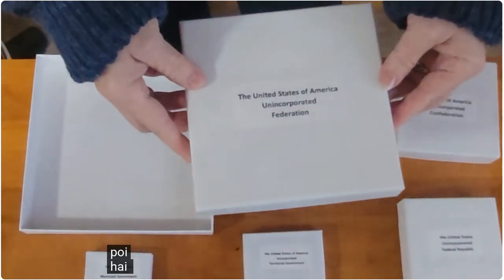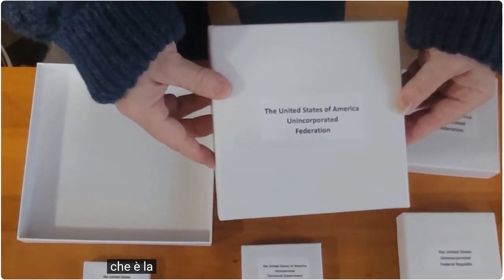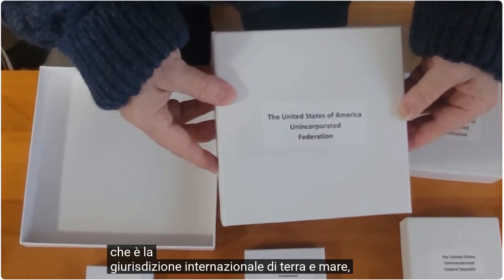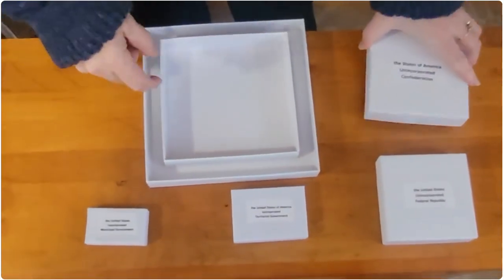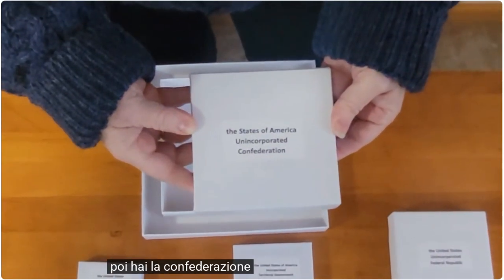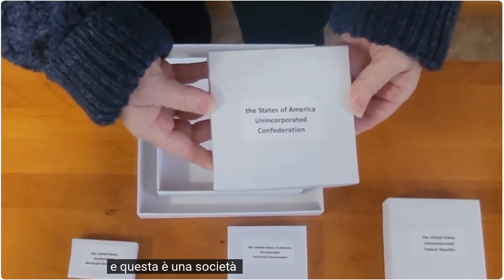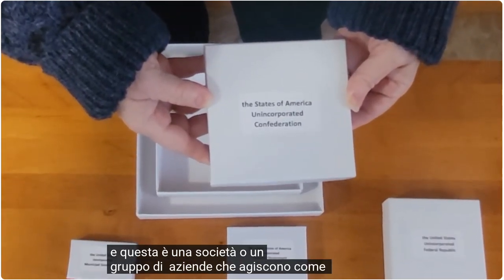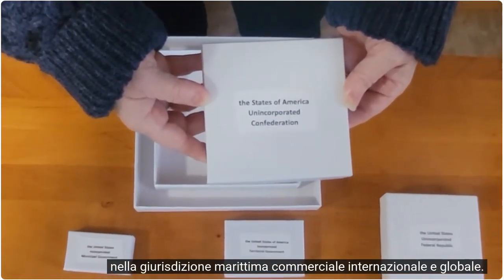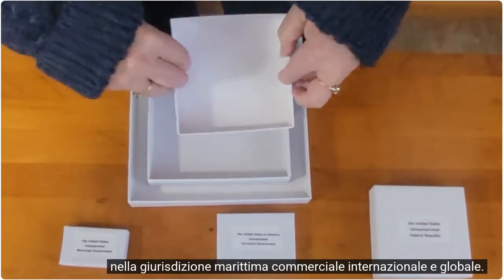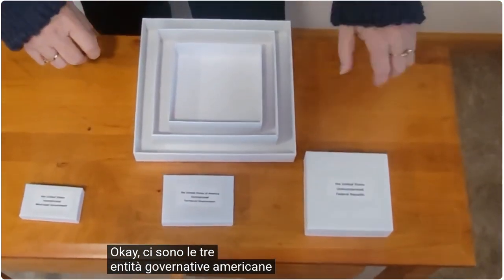Next, you have the United States of America Federation, which is the international land and sea jurisdiction states. Next, you have the Confederation, and this is a business or a group of businesses acting as a confederation in the international and global commercial maritime jurisdiction. Okay, there's the 3 American government entities.